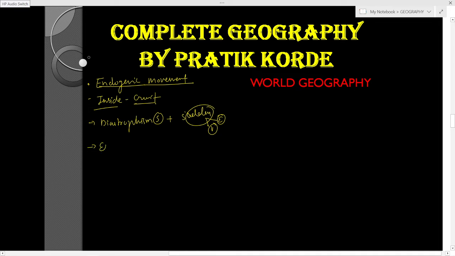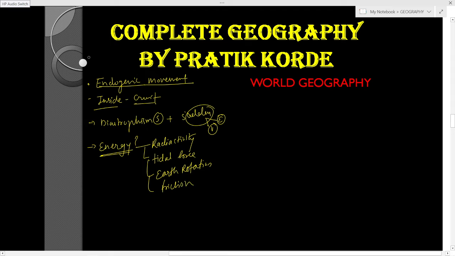Then from where does this particular part, that is endogenic movement, get energy? So this is radioactive energy, radioactivity. It gives it energy. Then there is tidal force, then Earth's rotation, then friction, and the most important is primordial heat.